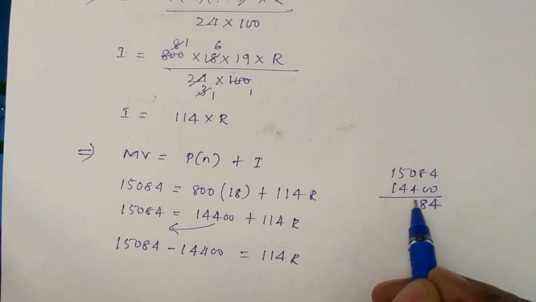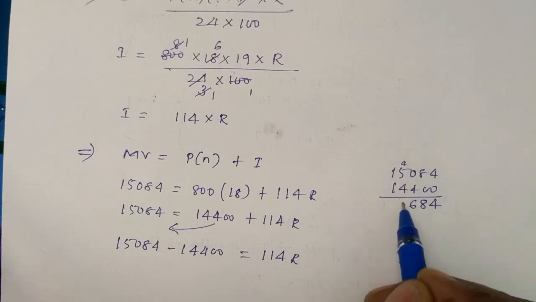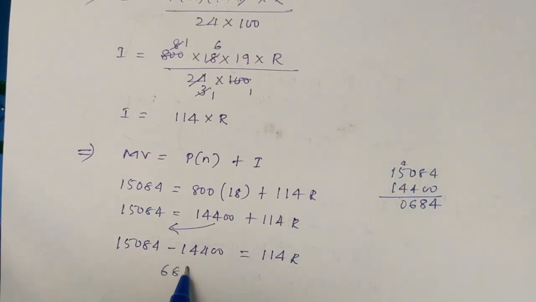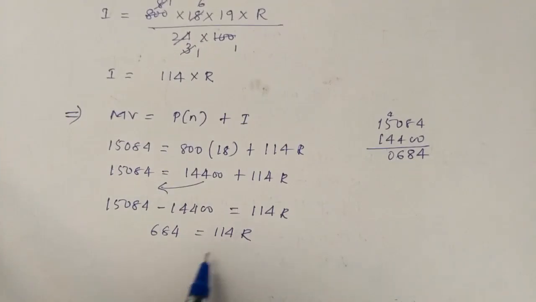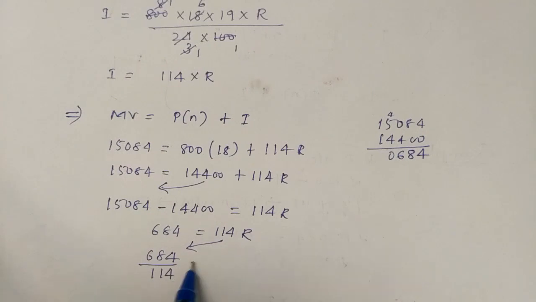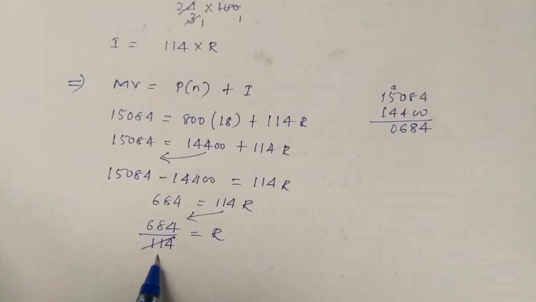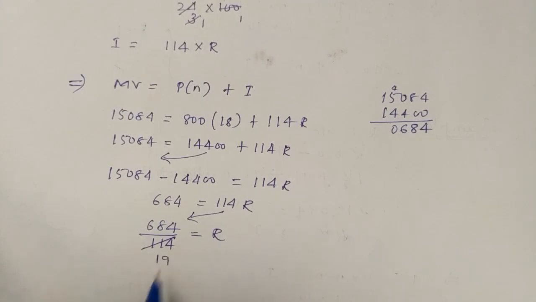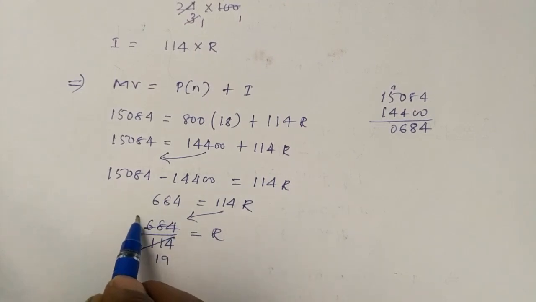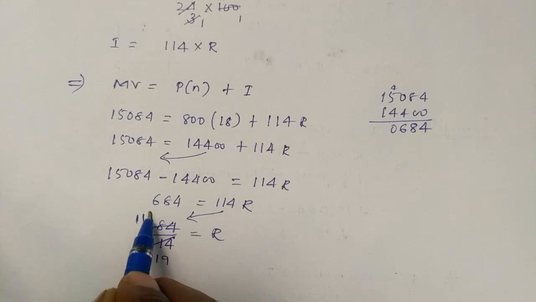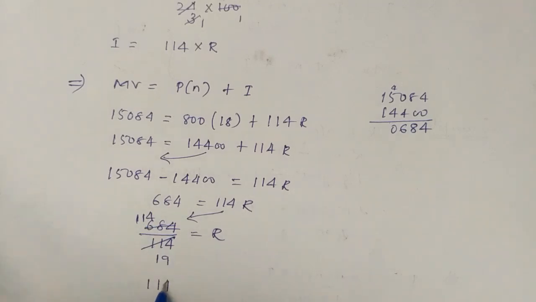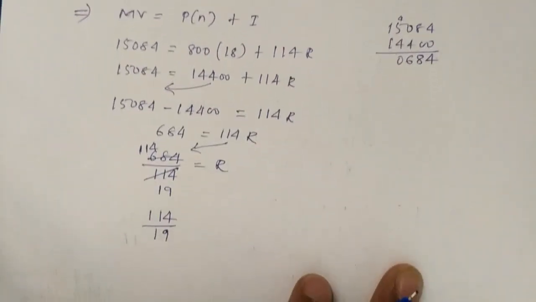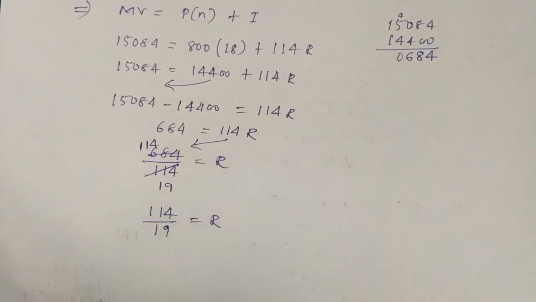10 minus 4 is 6. Here 4, it's a 0. So finally we'll get 684 equals 114 R. So 114 is shifted to this side. At last, 684 by 114 equals R. 6 ones are 6, 6 nines are 54. What is left out? 684 by 114 is left out, equal to R.